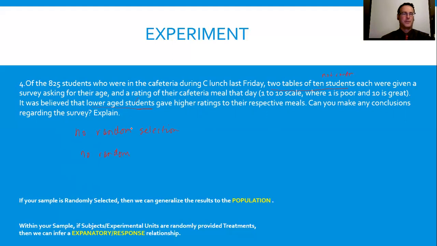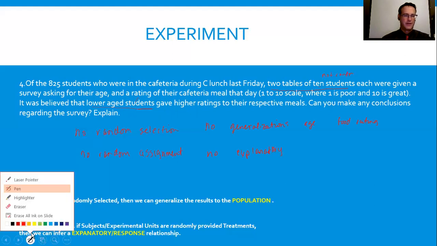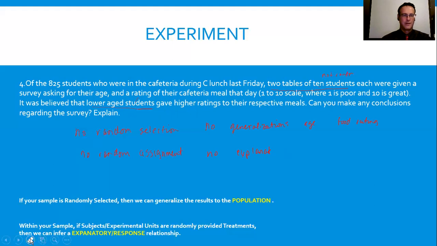The surveys were given just to 2 tables. It wasn't like I randomly selected or randomly assigned tables to receive certain items. So no random assignment at all. And so you can say there's no generalizations between age of the student and food rating. And again, there's no cause and effect. There's no explanatory response relationship. Okay, and that'll be it.